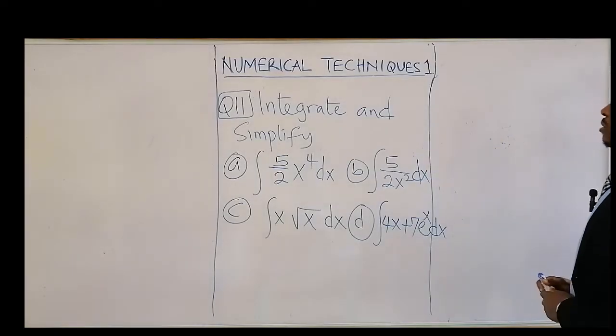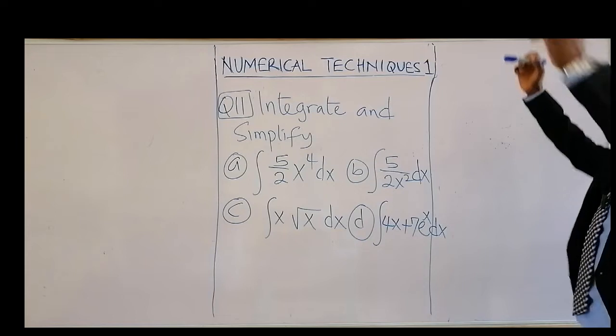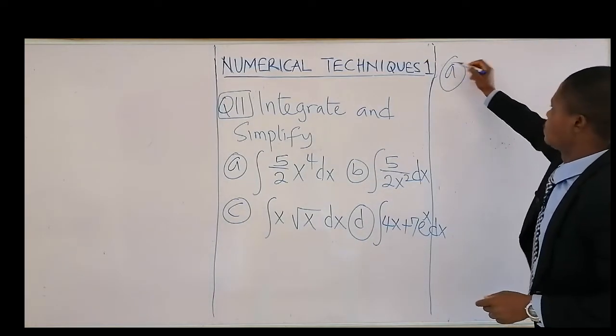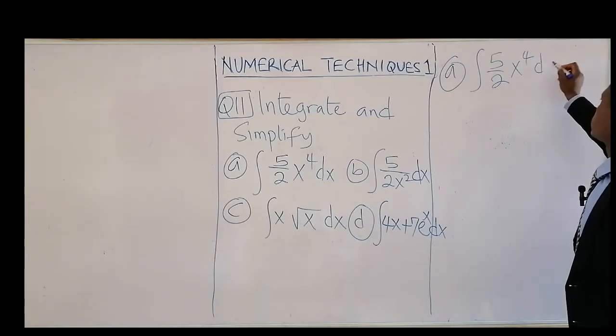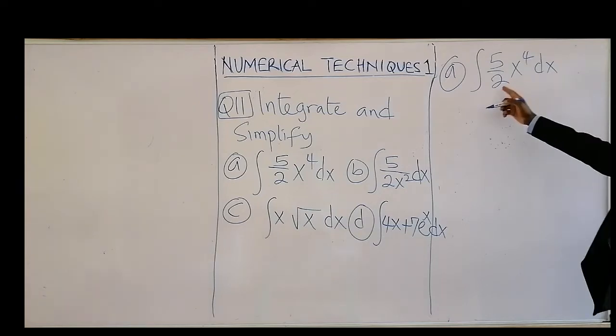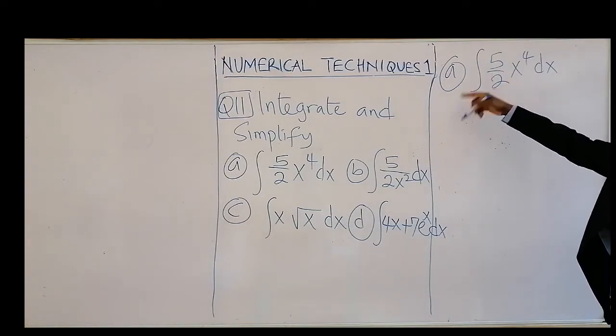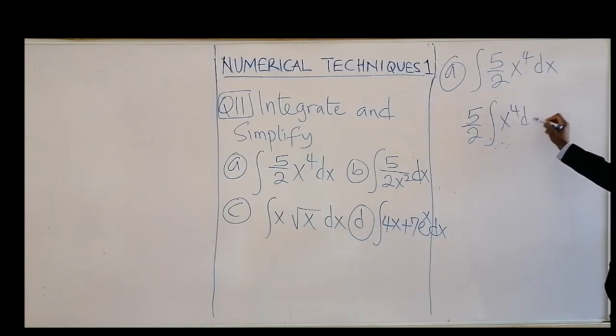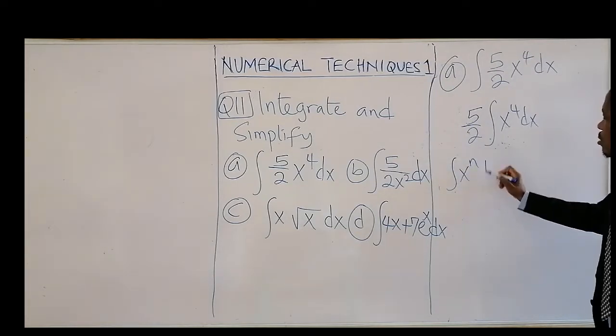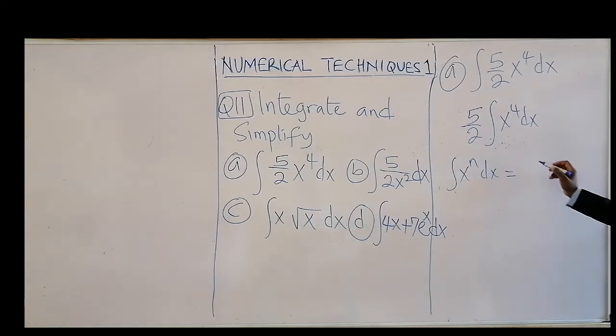Question 11. Integrate and simplify. The first part, we have the integral of 5 over 2 x to the power 4 dx. Okay, we can bring these constants, 5 over 2, outside the integration. Then we have x^4 dx. And don't forget the general principle of integration: when you have this, you add 1 to the power you had, and divide by that new power.